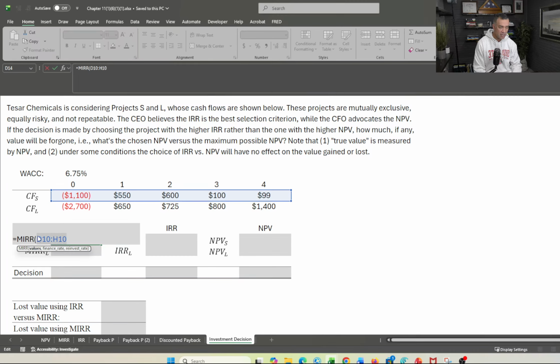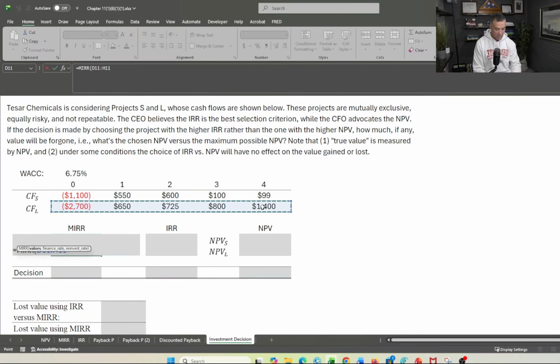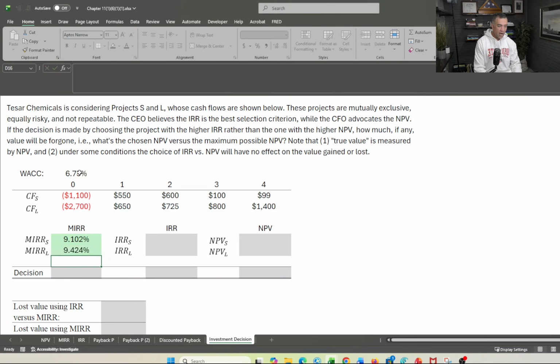Why is it saying that? Oh, I keep on forgetting. You got to deal with MIRR. We're just going to make the assumption that the WACC and the reinvestment rate is the same, 9.12, and then I'm going to go equals MIRR. And we'll do the next one, comma, interest rate, comma, interest rate. Close it up. According to this one, we would choose project L.